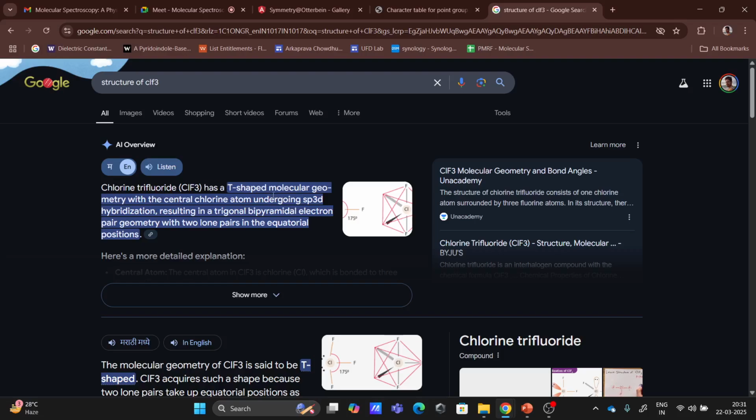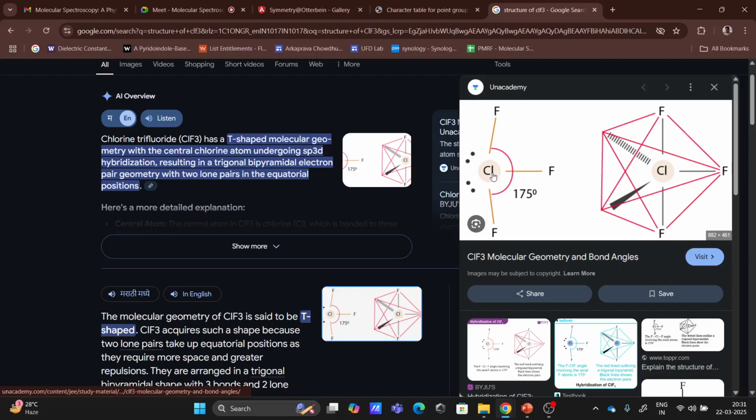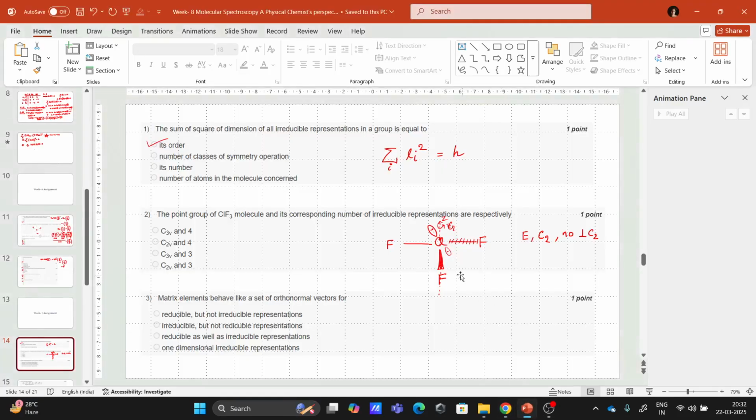Chlorine trifluoride has a T-shaped molecular geometry. The central chlorine atom undergoes sp3d hybridization, like this. They have the structure like this. So you have drawn it a little wrong, but the thing is the same. Along this, if you have a C2 axis, then these are going to interchange. So the way I have drawn it was correct, I guess.